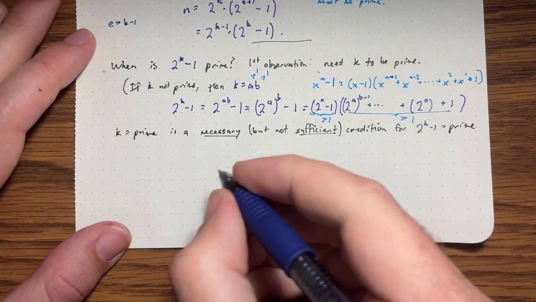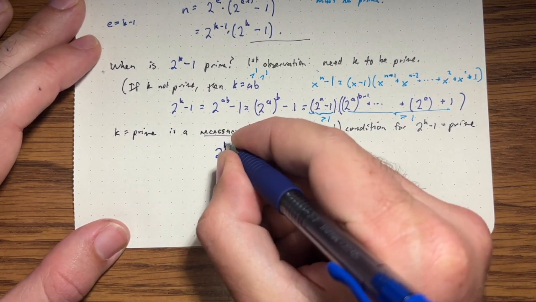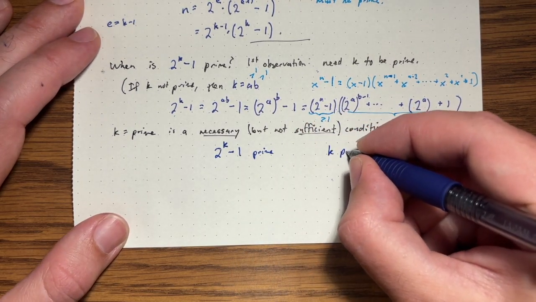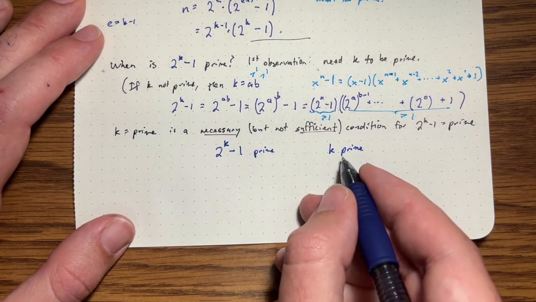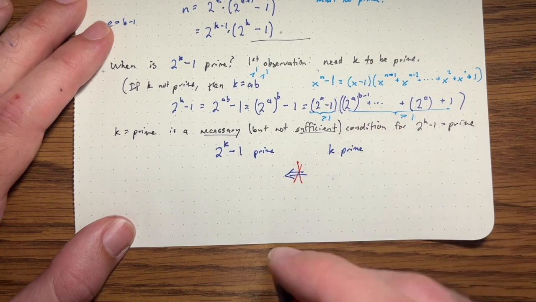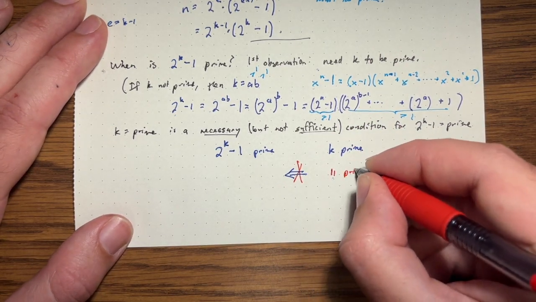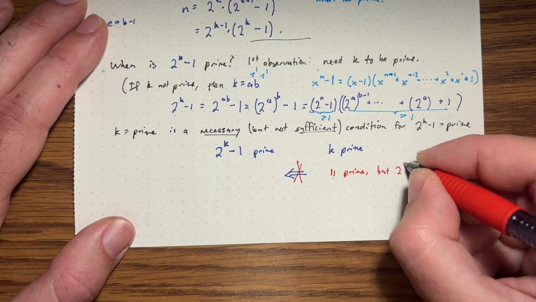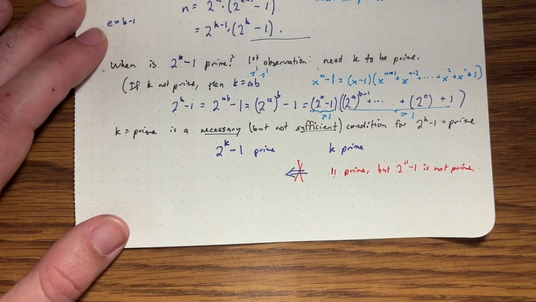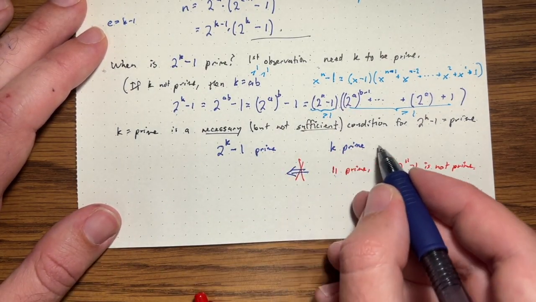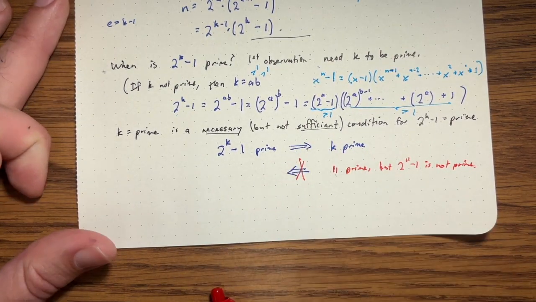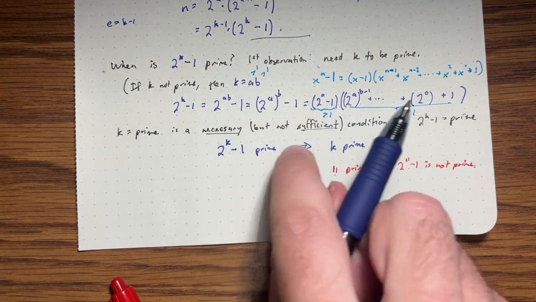So what are we saying? What would be the corresponding if and only if? We want to say this is prime if and only if k is prime, but that's not true, because you could have k be prime, but this is not prime. So this direction actually is not true. Here's an example: 11 is prime, the one we saw before, but 2 to the 11 minus 1 is not prime. But in order for this to be prime, a necessary condition is that k has to be prime. So if this is prime, that necessitates k being prime. In other words, we have this implication.